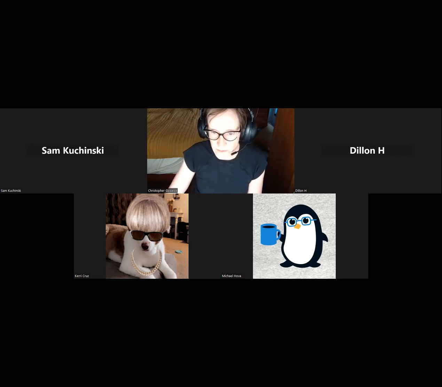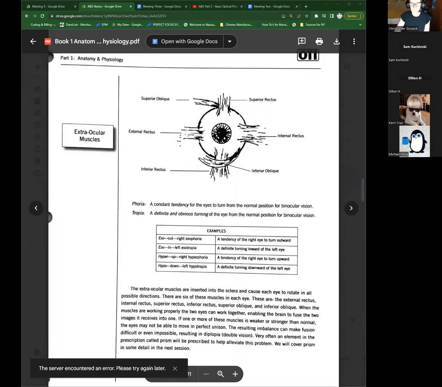Maybe while I do this, I'll just share the picture from the book so that you guys have at least something to look at here. Where is it? There it is. Okay. All right.